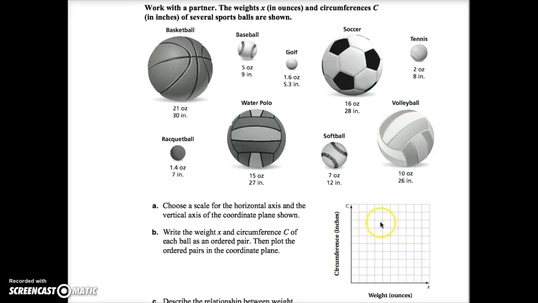So if you look, here's your coordinate plane. The x-axis is the weight. So if I look at the weights of these, I have 21. 21 looks like it's the biggest. The smallest one looks like it'll be the racquetball at 1.4. So we need to go from 1 to 21. And if you notice, you don't have that many spaces on your graph.